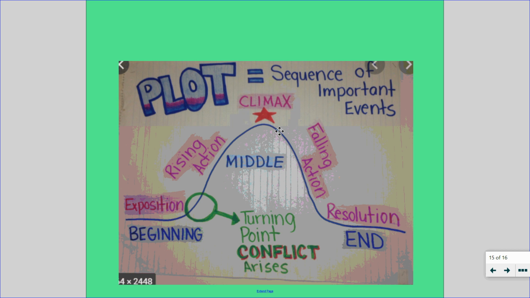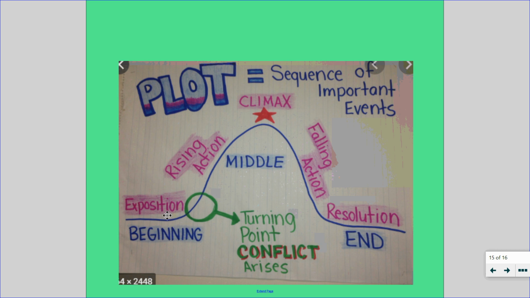The climax is the point where things get heated. It is the point of conflict. It's the point of the story. The most important information happens at the climax. And then the falling action is what happens as they resolve the climax. And then the resolution is how the story ends.